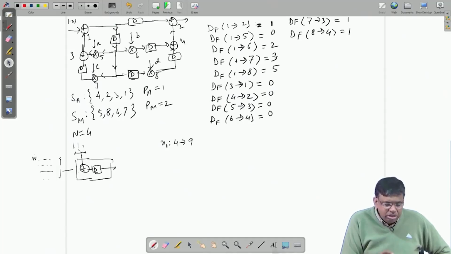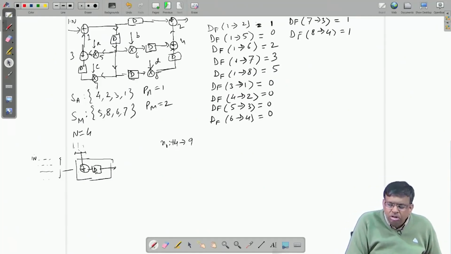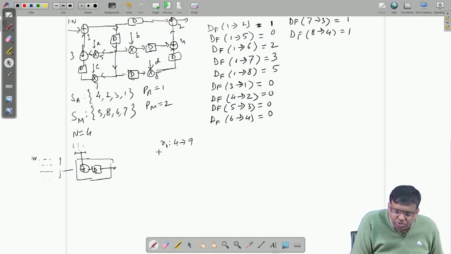So, it is born in cycle 4, so delayed by 5. So, 4 plus 5 is 9. So, from 4 to 9, it is born at 4 and 4 to 9 is the journey in the system. It has to be stored, it has to remain alive in the system from 4 to 9. Okay. Then comes N2.